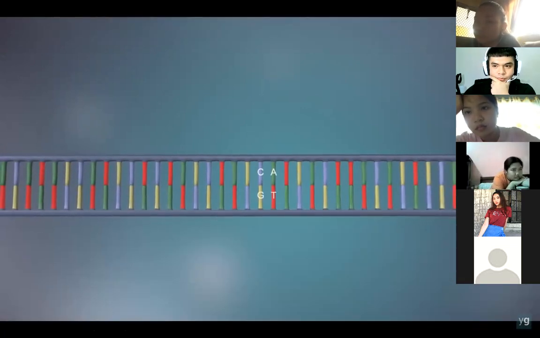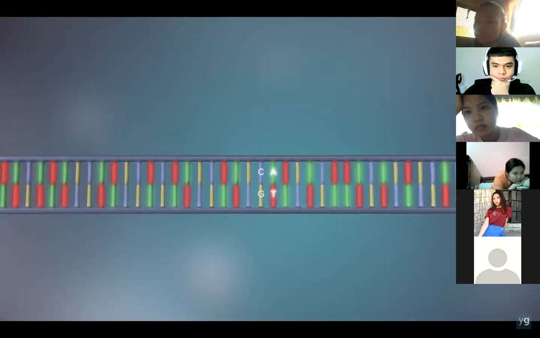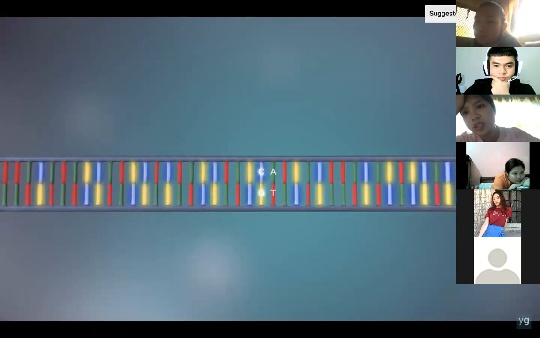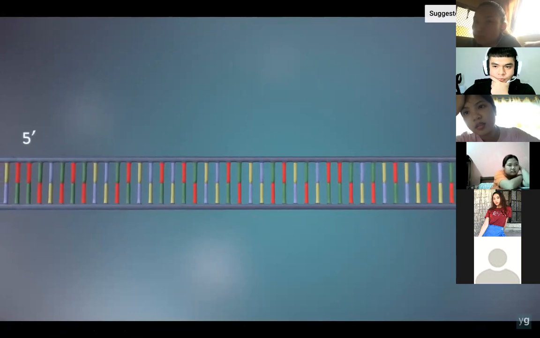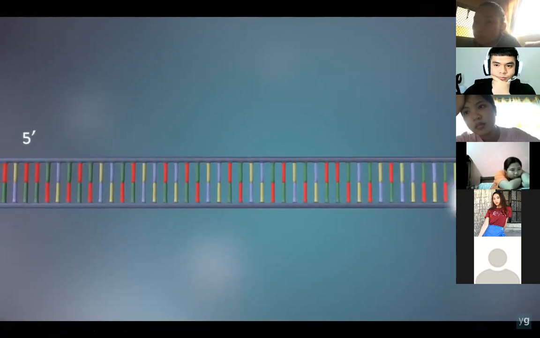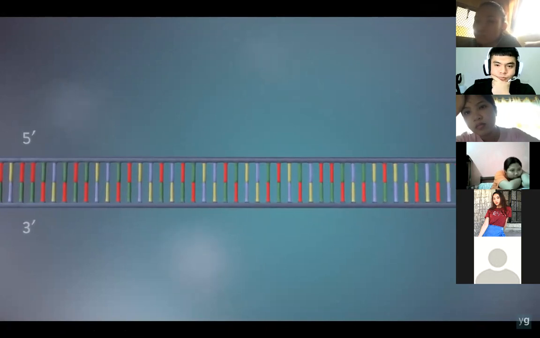This means that wherever there's a T in one strand, there will be an A in the opposite strand. And wherever there's a C, there will be a G in the other strand. Each strand has a 5' end and a 3' end. The two strands run in opposite directions. This determines how each strand of DNA is replicated.